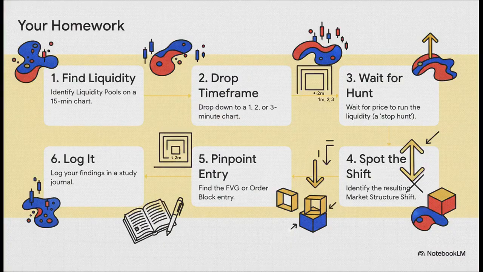So here's your homework, your actionable framework. 1. Start on a 15-minute chart and identify the obvious liquidity pools. 2. Drop down to a lower time frame like a 1, 2, or 3-minute chart. 3. Wait patiently for price to run that liquidity. 4. Identify the market structure shift that follows. 5. Find the fair value gap or order block that gives you an entry. And 6. The most important step, log every single example in a study journal. This is the work that builds true mastery.